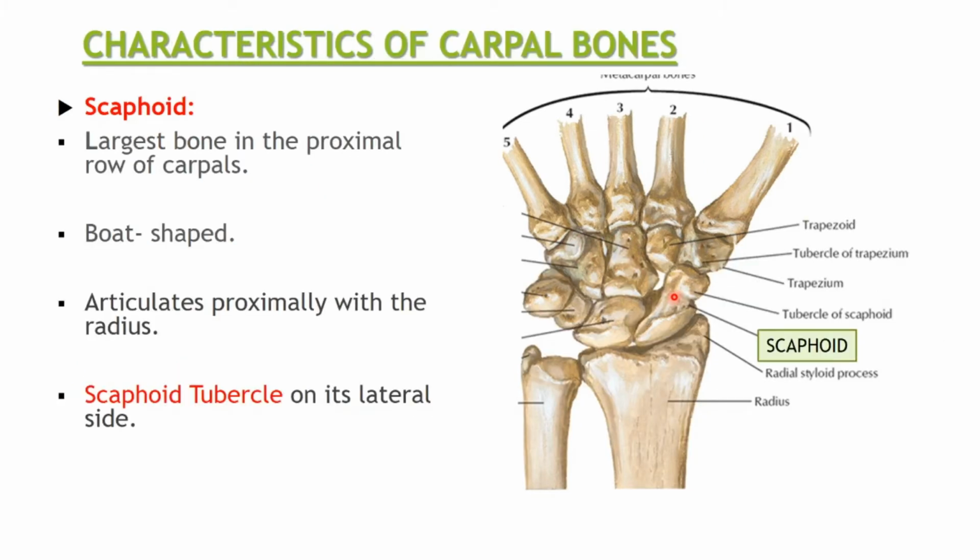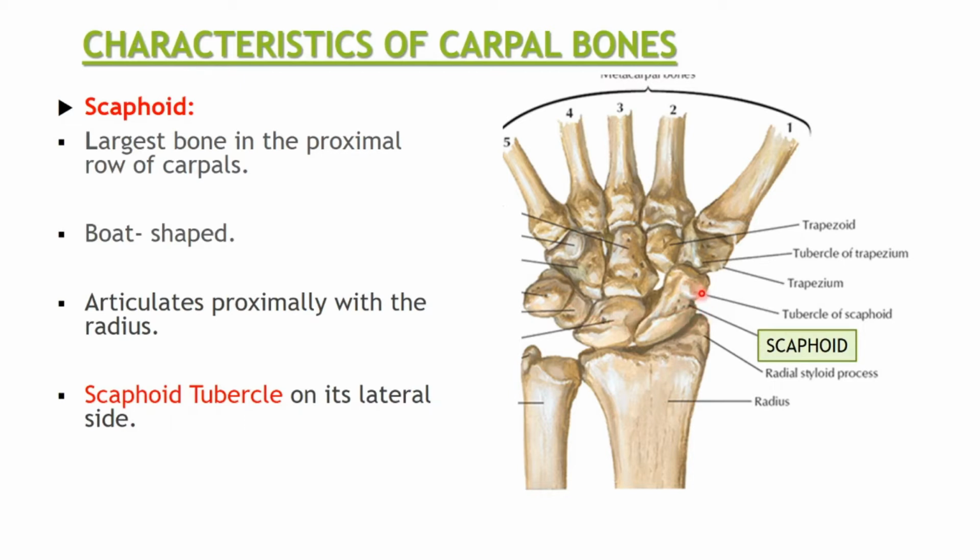Going with the characteristics of these carpal bones, which are short bones, the first bone from the lateral side is the scaphoid, present in the proximal row. You can see here this is a boat-shaped bone. It has the shape of a boat, and it is the largest bone of the proximal row of the carpal bones.